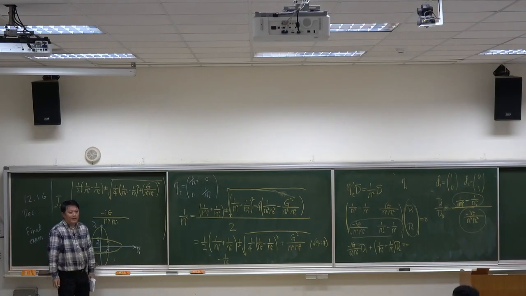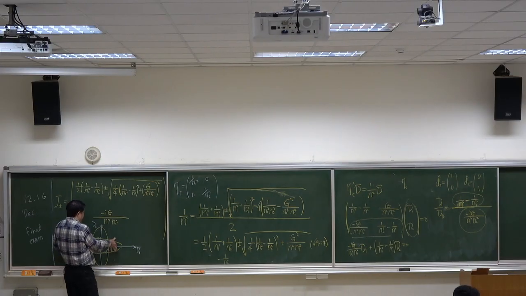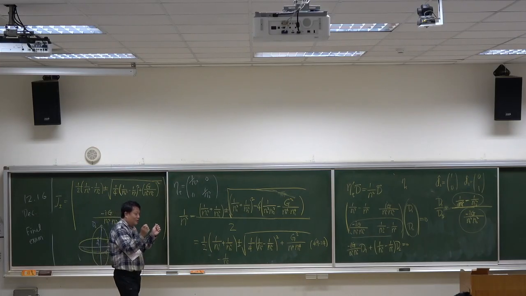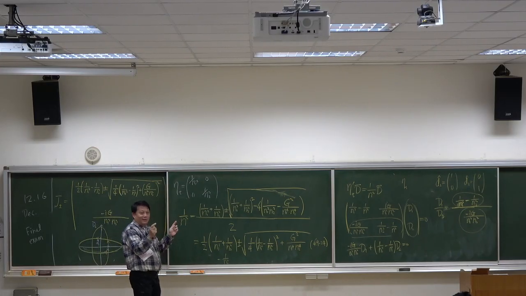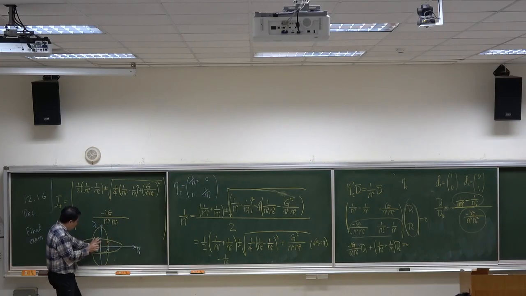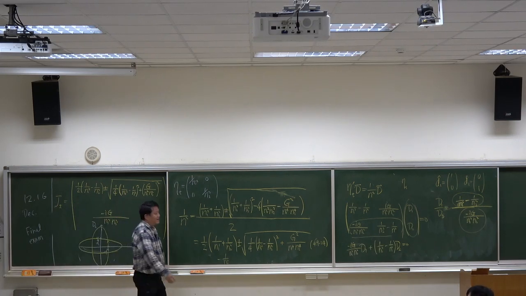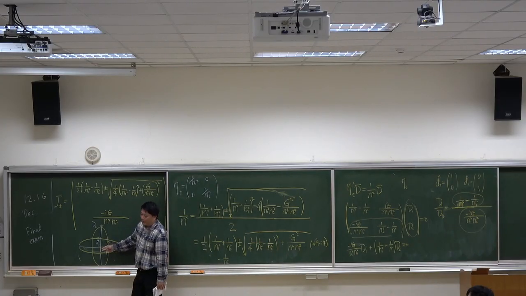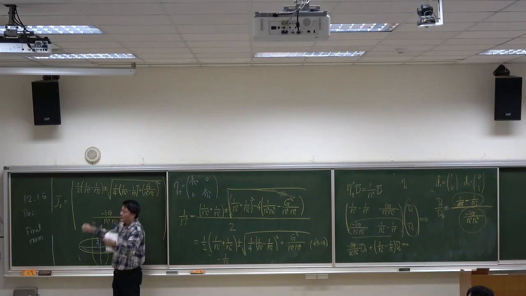Okay. But this figure is drawn in an exaggerated way. In fact, this ellipse looks just like a line segment because its height is very narrow compared to the major axis. The minor axis is much smaller than the major axis. So although it is an ellipse, it looks just like a line segment.